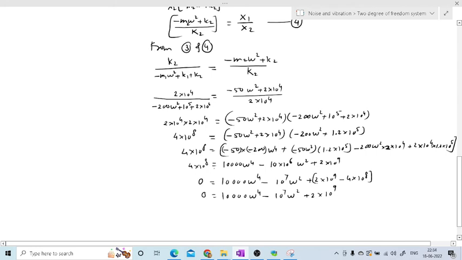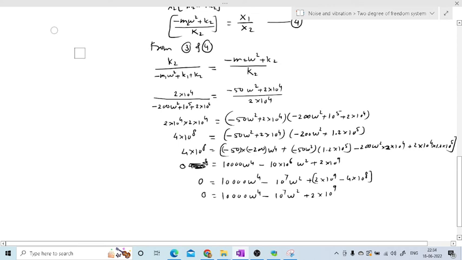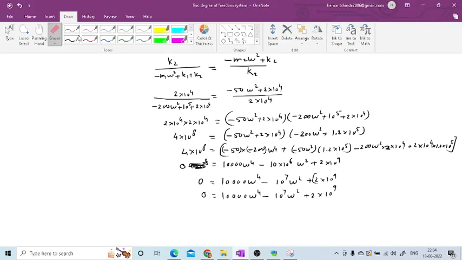Sorry, actually in the calculation I made one mistake. When I transfer this term here, this term will become 0 on this side. So this is the 0, and ultimately we will get 2 into 10 raised to 9. So there is no need to write this term, and I'll make this small change. So that bracket is 2 into 10 raised to 9 after transferring that particular value.